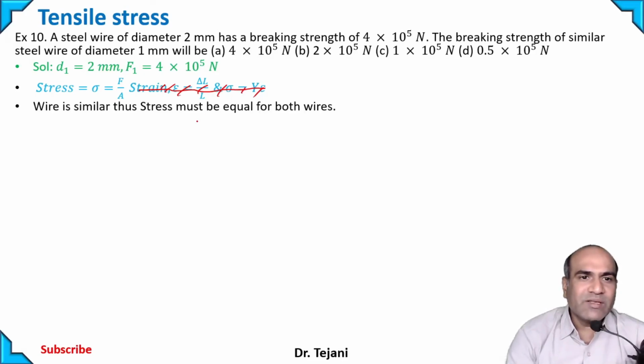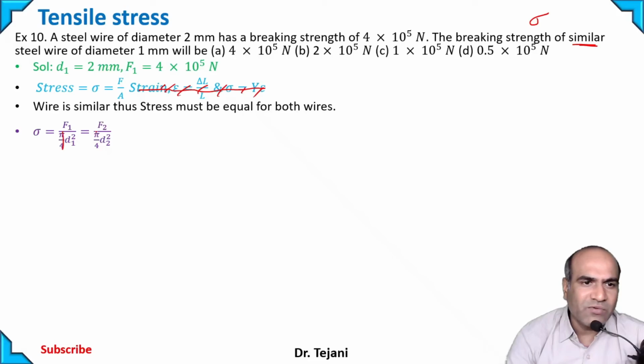So wire is similar, thus stress must be equal. See, it is mentioned that steel wire of diameter 2 and both are similar. Means sigma is similar. So sigma is equal to force by area. So F1 divided by pi by 4 D1 square is equal to F2 by pi by 4.